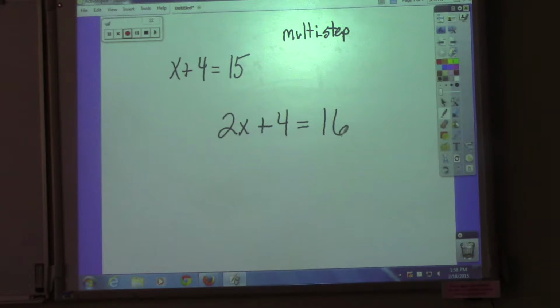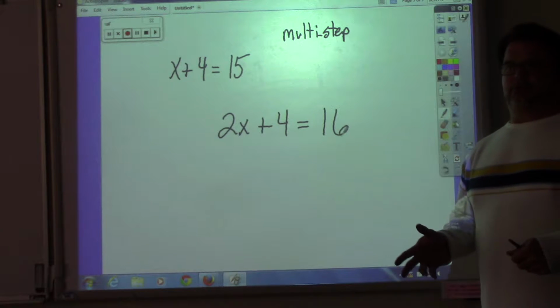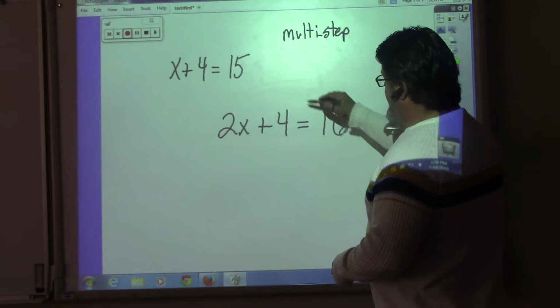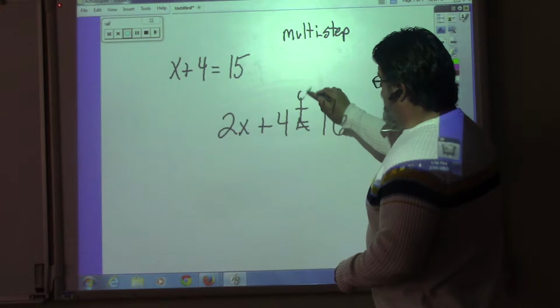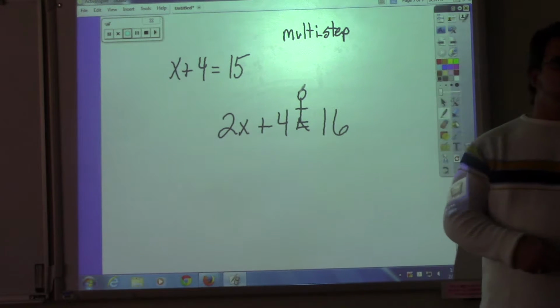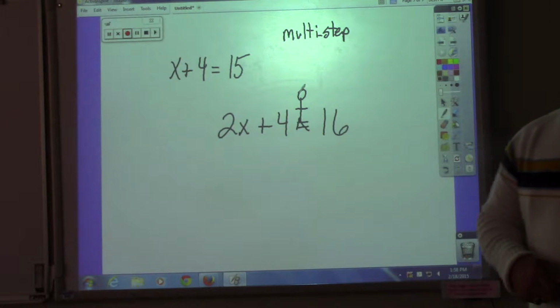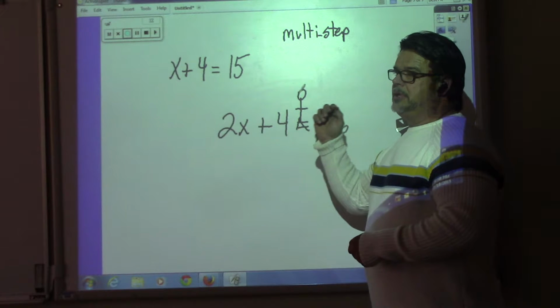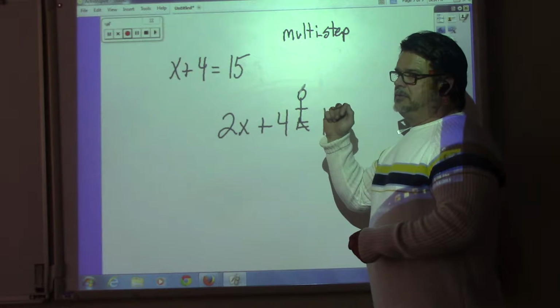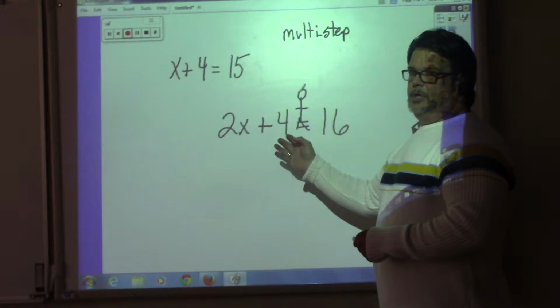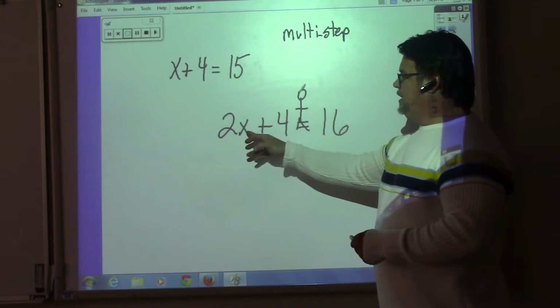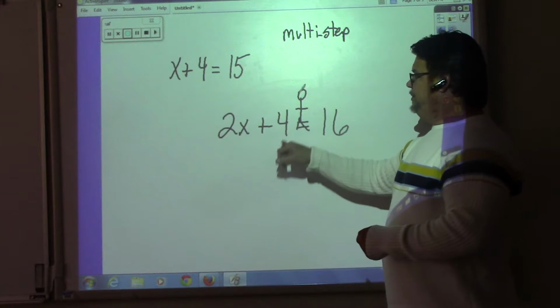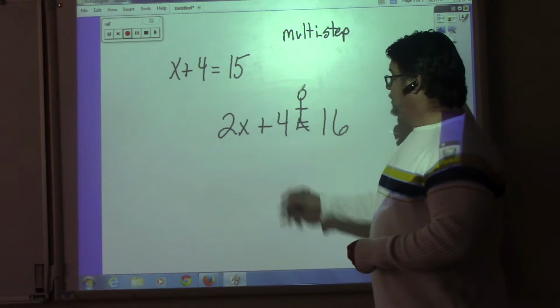How do you know what to do first? Well, if you're one of these people that made it through pre-algebra and never understood what to do first, just remember, draw a little man right here. What's the goal of the little man? To get the variable what? So reach out to that variable. Can't. Why? The 4's in the way. So he can't get to that. So what does he do? Got to get rid of the positive 4.